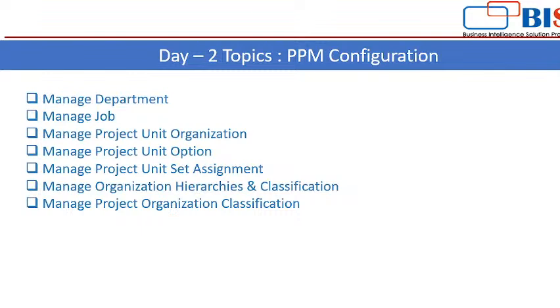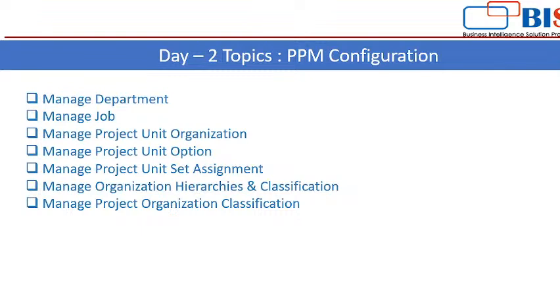So there are two types of organization that we use in the project module. One is project task owning organization. So when you create the project, at that time you will use the project task owning organization, and the second type of organization is project expenditure organization. So when you create any kind of expense in the project, then you will use the project expenditure organization.